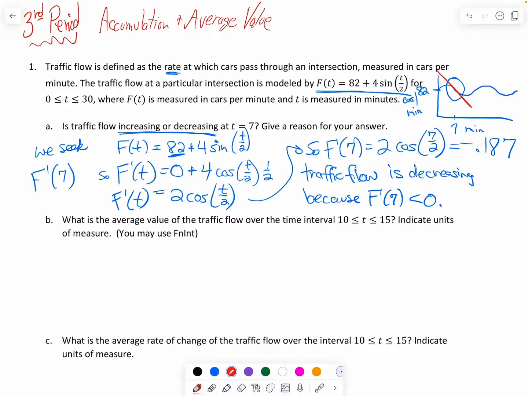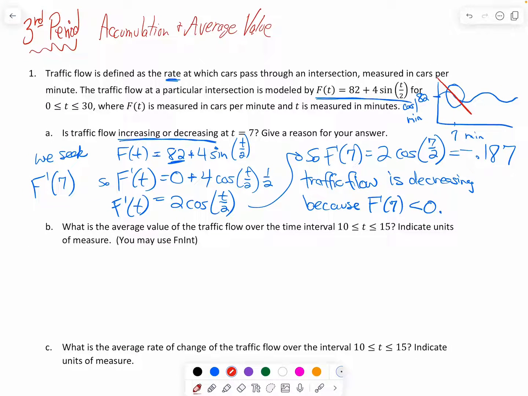Okay, I made that graph because in part B I knew we want to find the average value of the traffic flow over the time interval 10 to 15. I'm going to clean this part up a bit to show you the average value. From 10 to 15, we've got some value at 10, we've got some value at 15, and if we take the integral of that, because this is minutes times cars per minute, the area under the curve there is just cars.